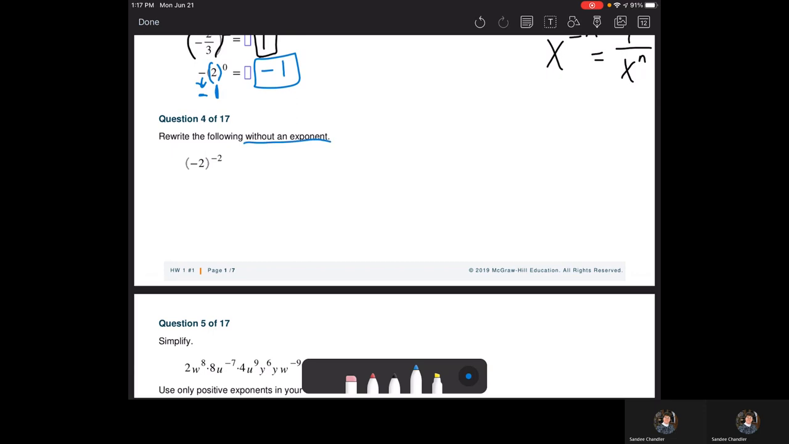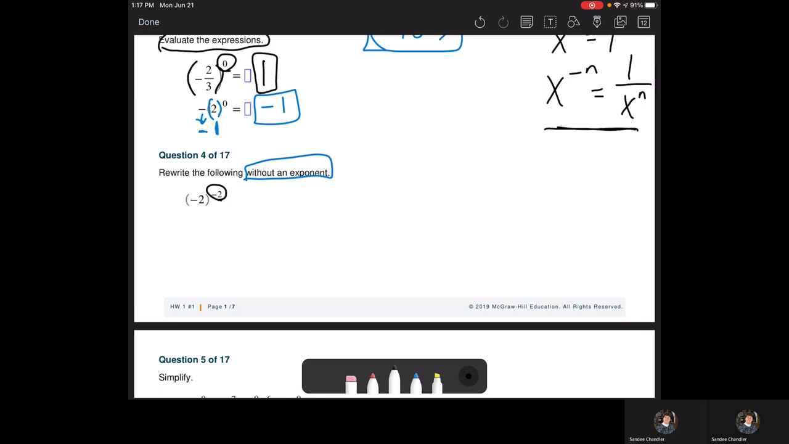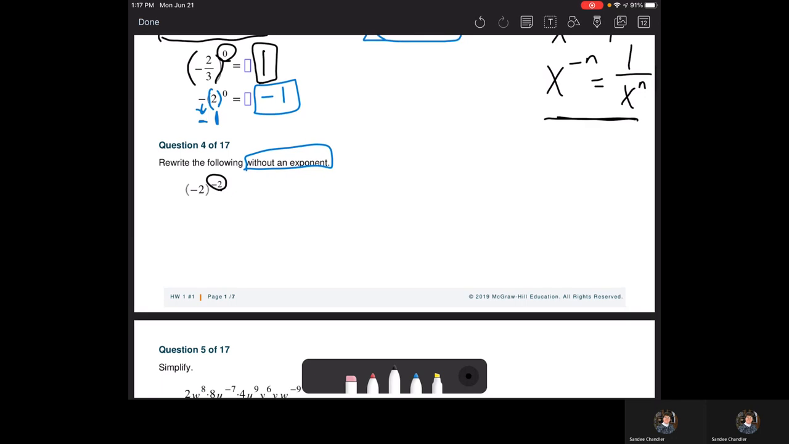So to rewrite the following without an exponent, which means everything can be done mathematically nice. First thing we notice is we have a negative exponent, and that is the reciprocal. So that's really going to be, and your parentheses go around the whole negative 2, so the whole negative 2 is now going to be the denominator raised to the square. Notice how the negative becomes not negative in the denominator. Now when you square negative 2, you get 4. So that's 1/4.